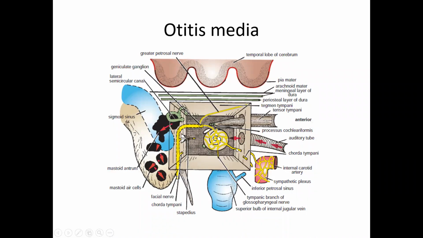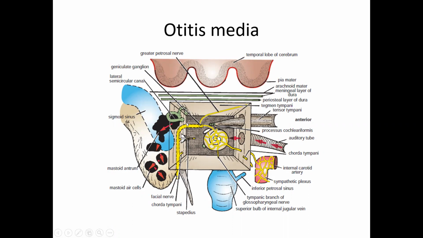Other branches which enter the tympanic cavity are the sympathetic plexus from the carotid artery, called caroticotympanic branch. There are other branches which come to the anterior wall and posterior wall. Anterior tympanic, the branch of maxillary, and posteriorly other branches. That is the middle ear.